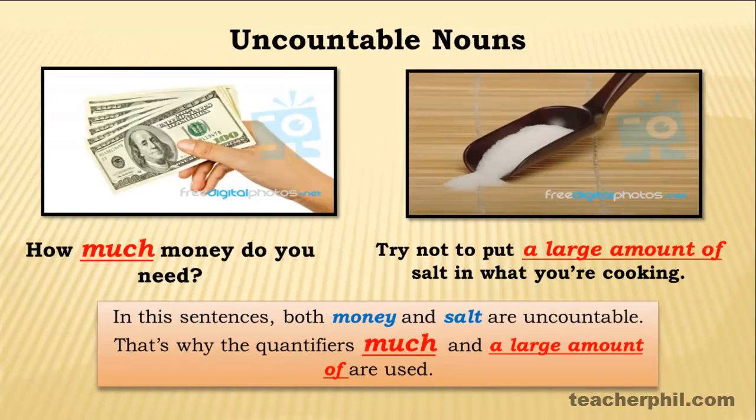For uncountable nouns, we have, how much money do you need? And try not to put a large amount of salt in what you're cooking. In these sentences, both money and salt are uncountable. That's why the quantifiers much and a large amount of are used.